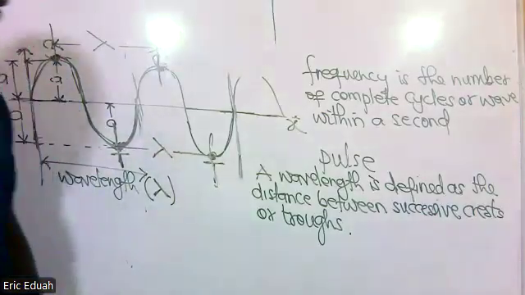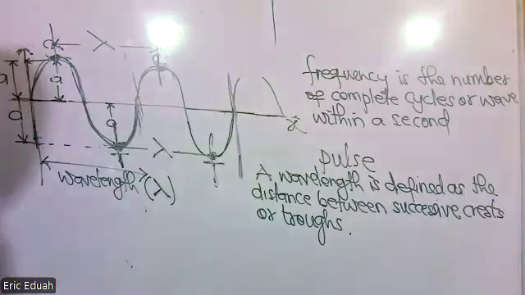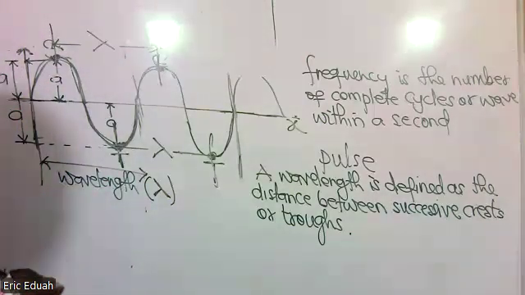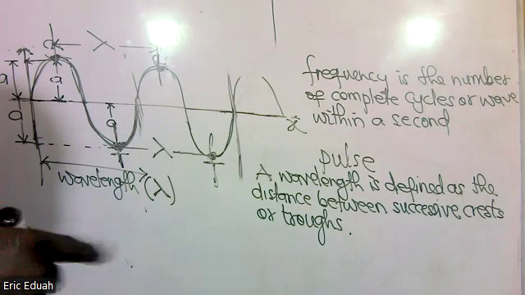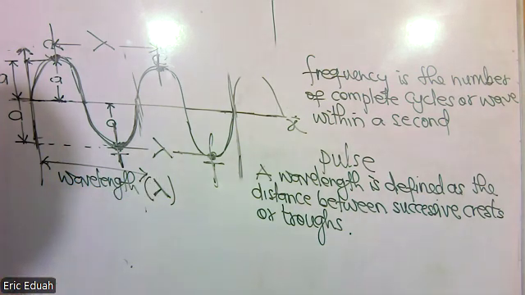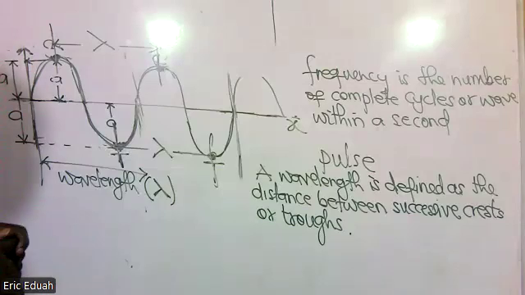Josephine, what is the SI unit of wavelength? Lambda is the symbol used to represent wavelength, but what's the SI unit? Meter. Because it's also a length. Is that okay? All right.